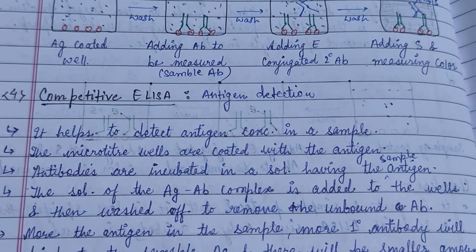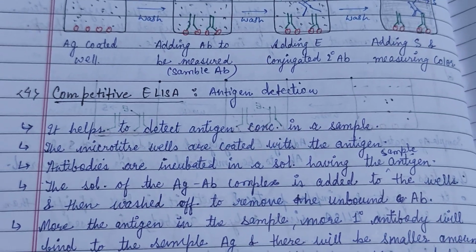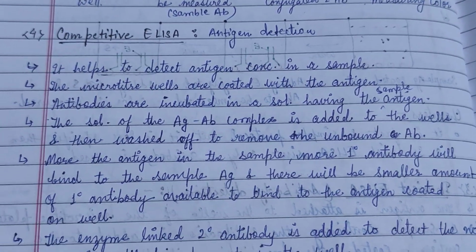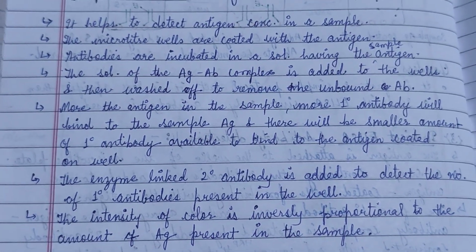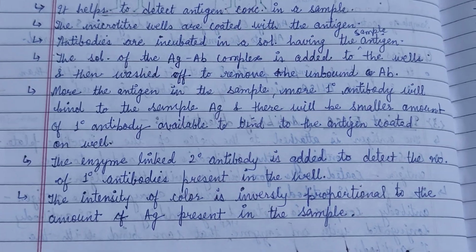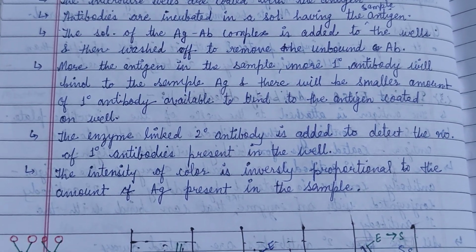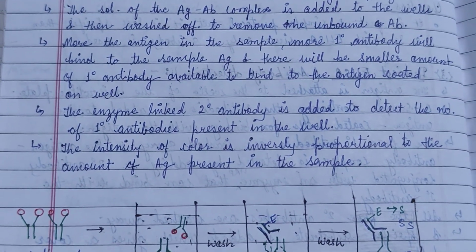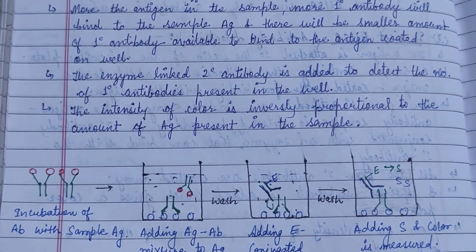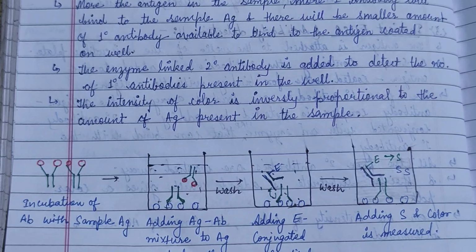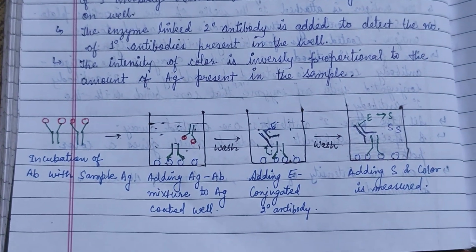The fourth and last type of the ELISA is the competitive ELISA, and it is also used for antigen detection. So it helps to detect the antigen concentration in a sample, and the more antigen in the sample, the more the primary antibody will bind to the sample antigen, and there will be a smaller amount of primary antibody available to bind to the antigen coated on the well.